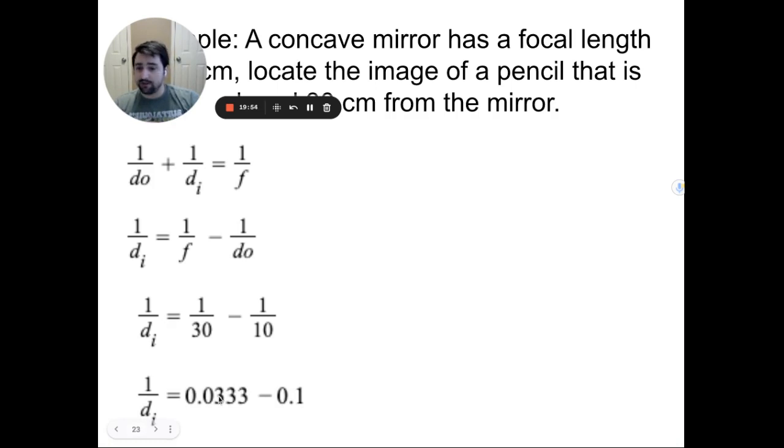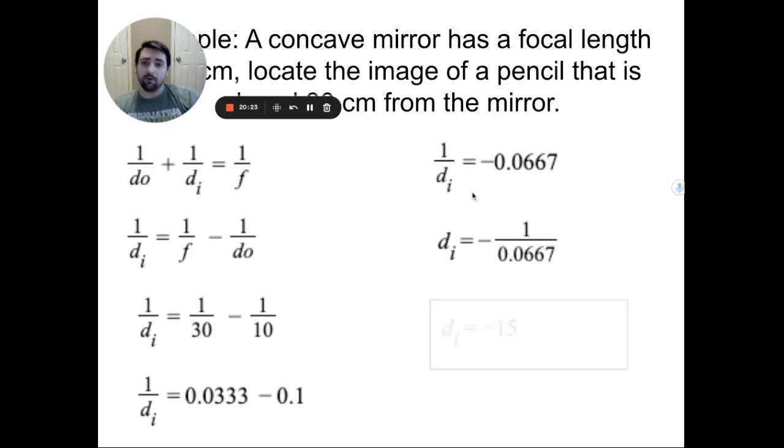So I can say 0.03333 repeating minus 0.1, and that's going to give me a value of negative 0.0667. From here, I need to get DI by itself. I would multiply both sides by DI, and then I get negative 0.0667 times DI, and then divide by negative 0.0667 to get that over here. I'm just going to take the inverse of it, and that's the same math property. So DI equals 1 over 0.0667. This is negative, so I get DI equals negative 15.